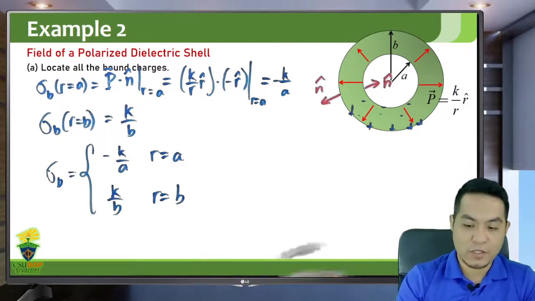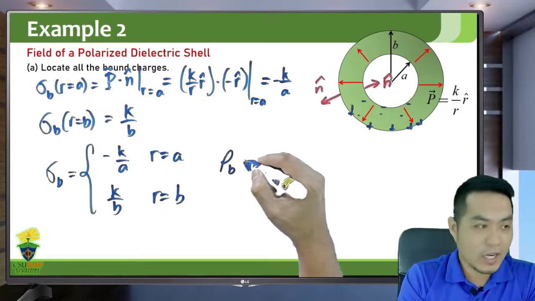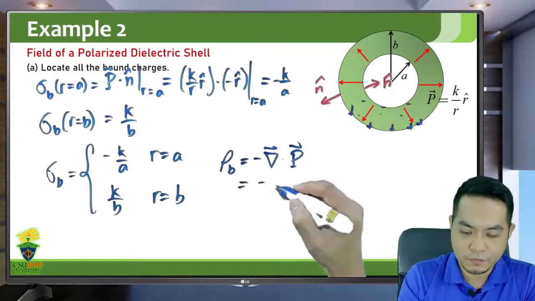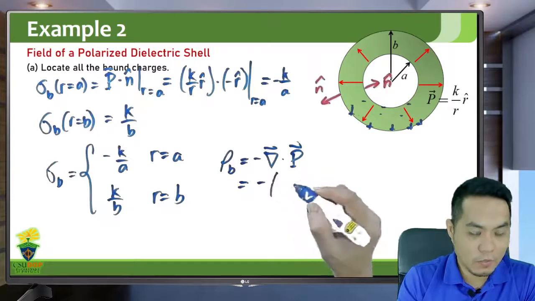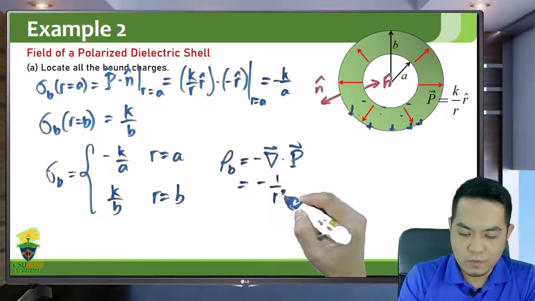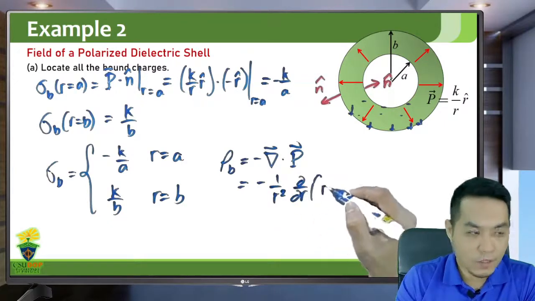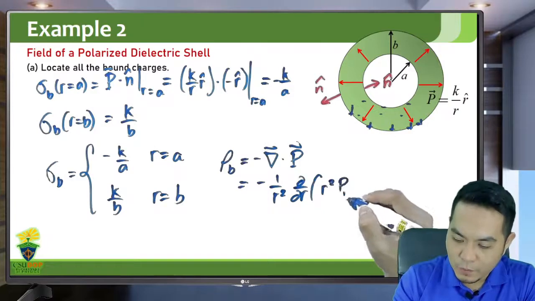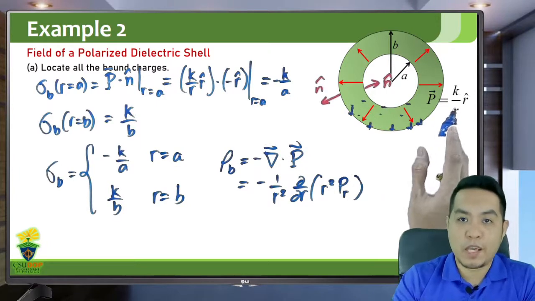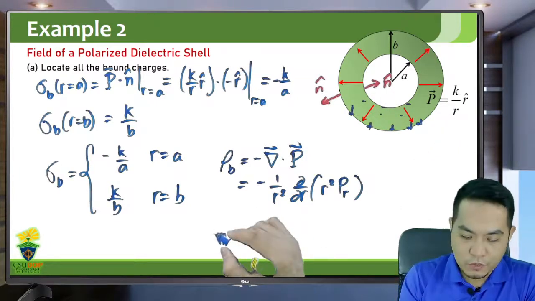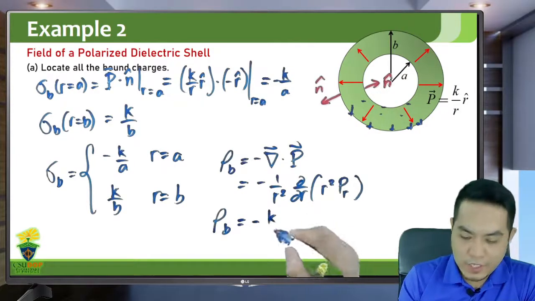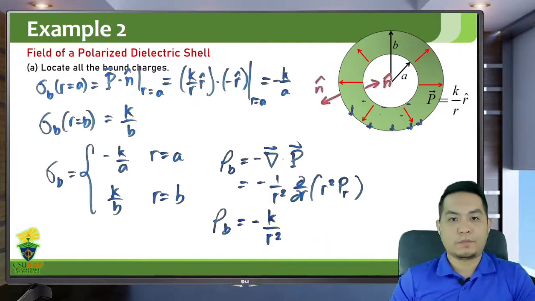Okay, how about the volume charges? So in this case, it's just negative the divergence of the polarization. So for the divergence, we only take the R component of the divergence operation. So 1 over R squared partial with respect to R of R squared times the R component of the polarization. So the polarization is purely R component, K over R. So doing that one, this will give us a volume bound charge density of negative K over R squared.